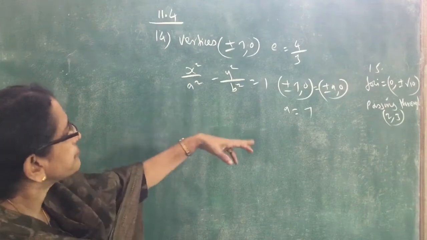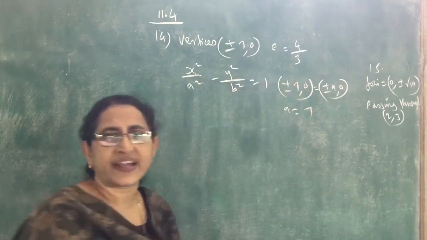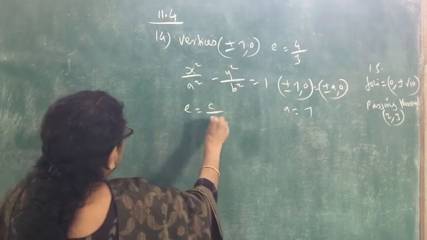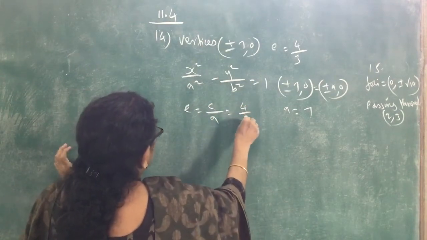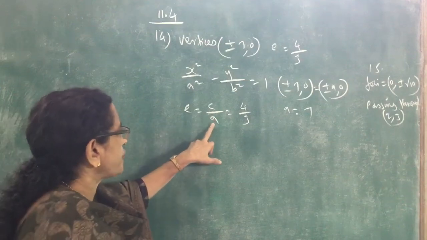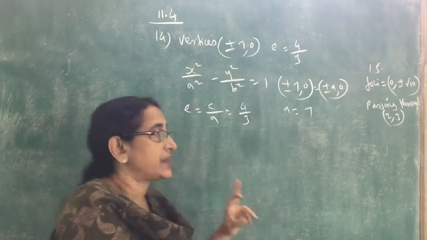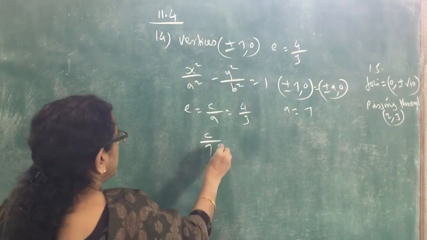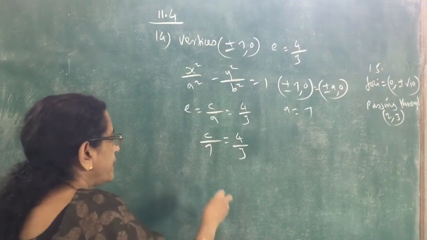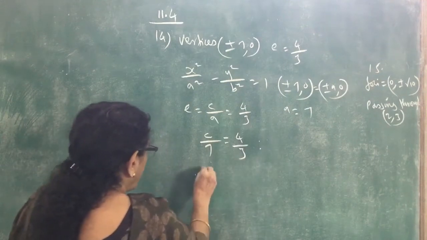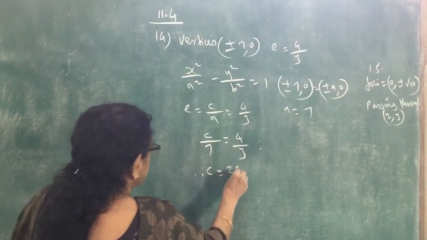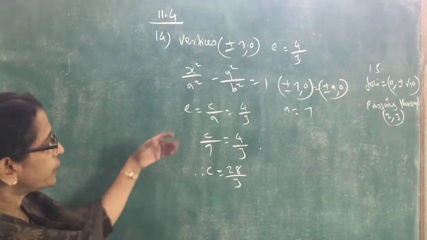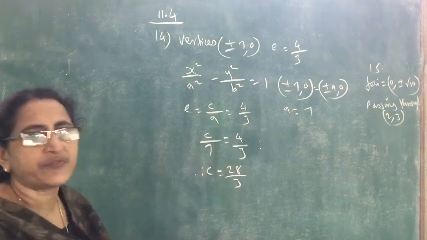Now given that e equal to 4 by 3, we know e equal to c by a. So e equal to c by a equal to 4 by 3. In this, in the place of a, we can substitute a equal to 7. So c by 7 equal to 4 by 3. Therefore c equal to 28 by 3. So c equal to 4 into 7 by 3, 28 by 3. So we got a and c. Using that we can find b.